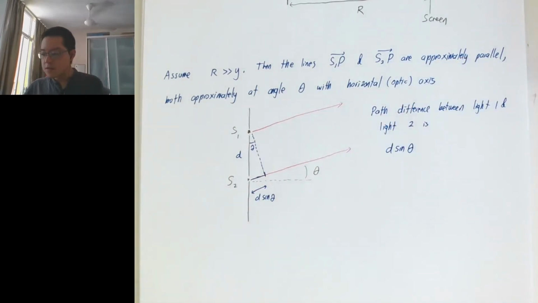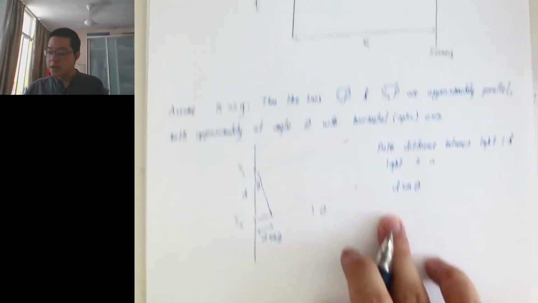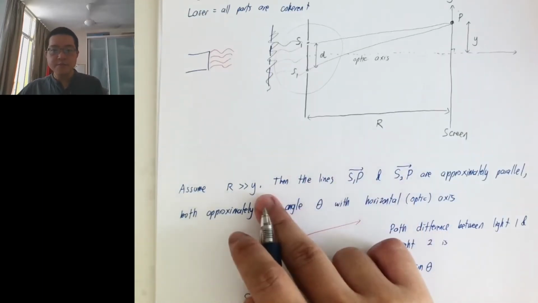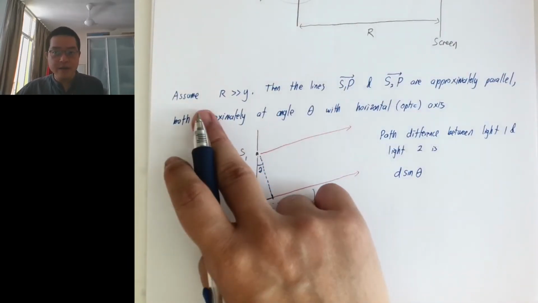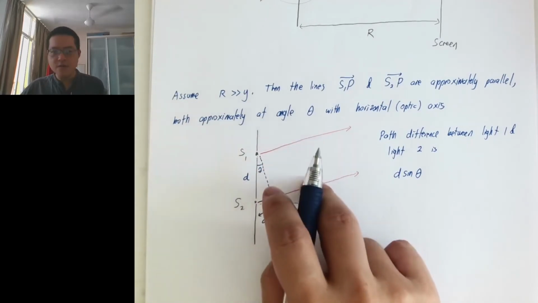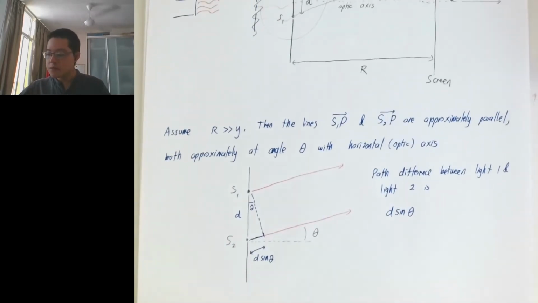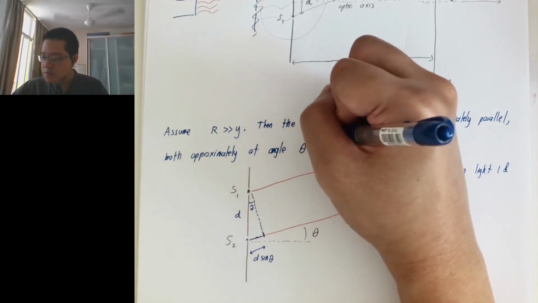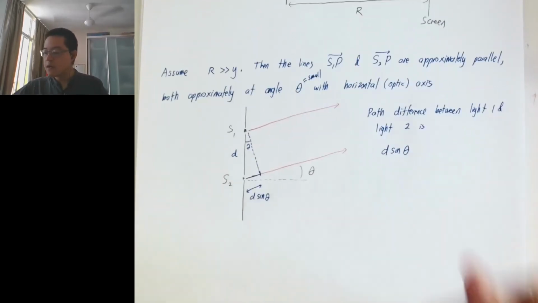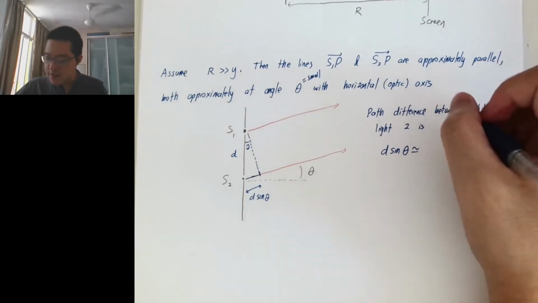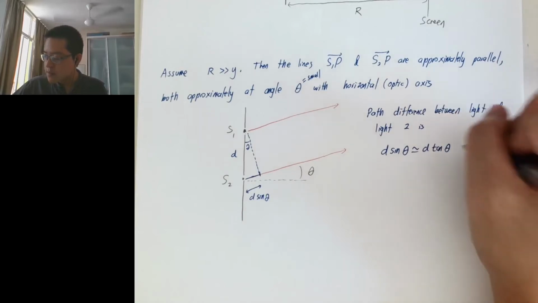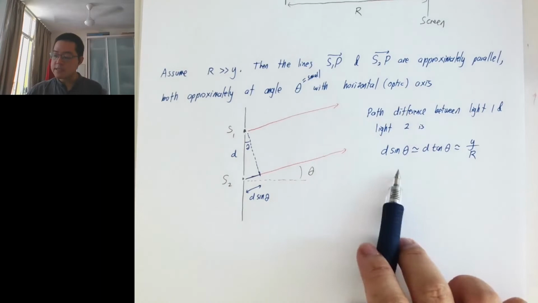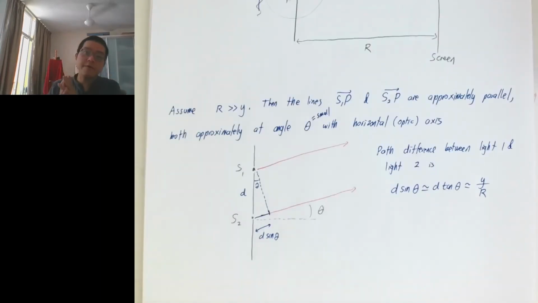Because R is much larger than y, if R is a very large number, theta is a very small number, a small angle. Then d sine theta is approximately equal to d tangent theta, which is approximately equal to y over R. This is what we call the far field approximation.